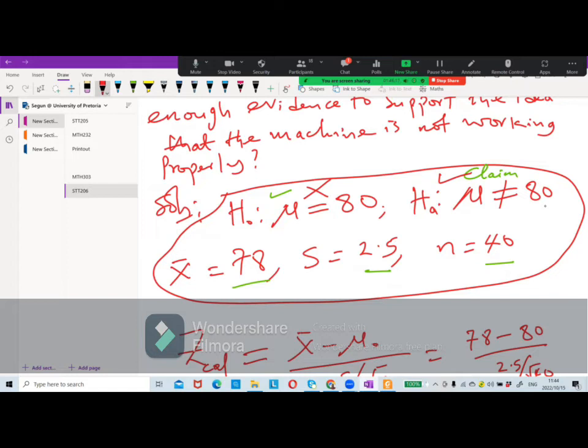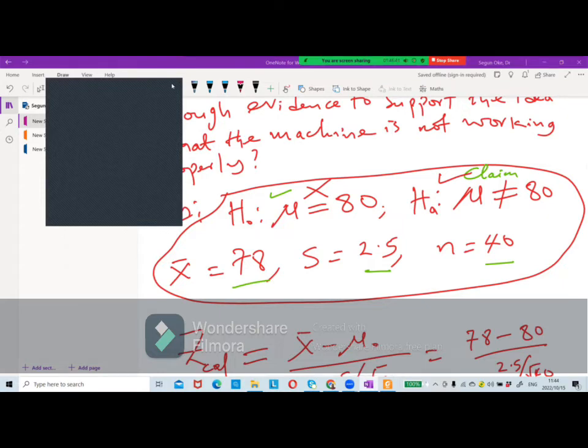Are you getting the idea now? The way you do it in practical way: you reject the normal thing that we all believe, and we accept the claim and conclude that the machine is not properly working based on the evidence. That is how we do it in real life.